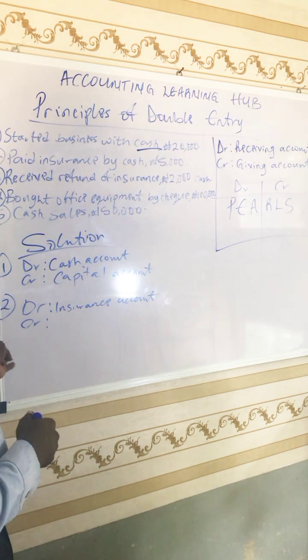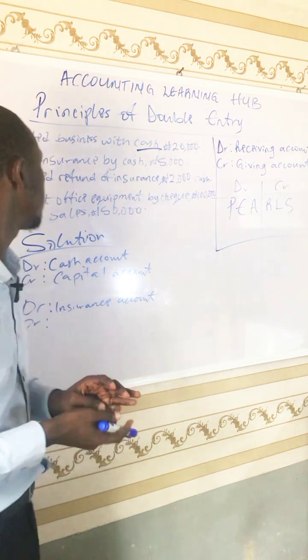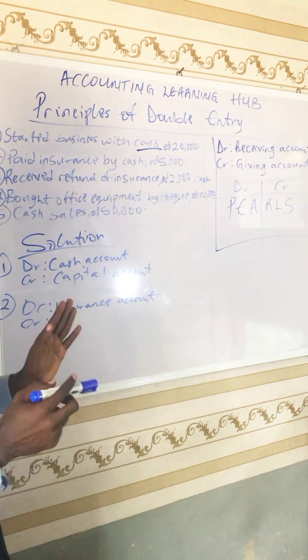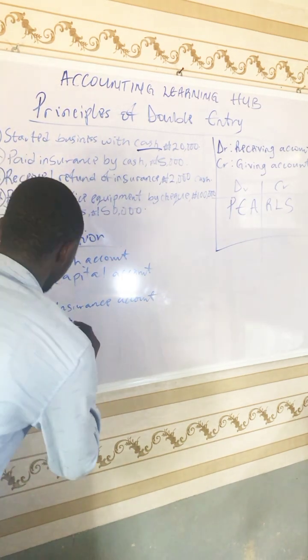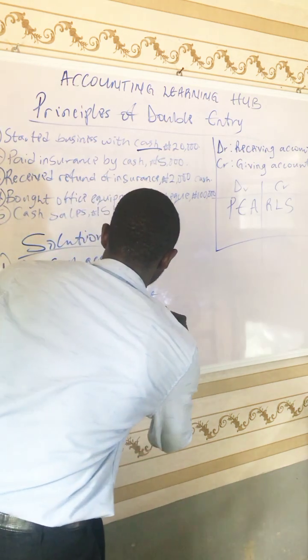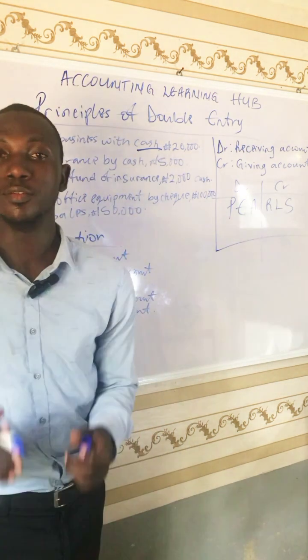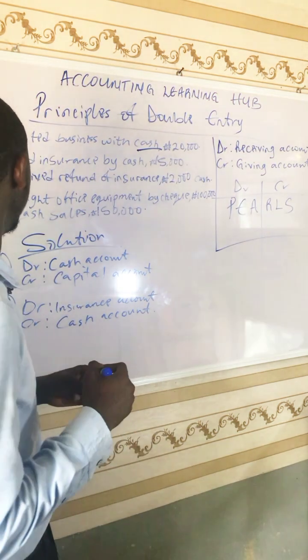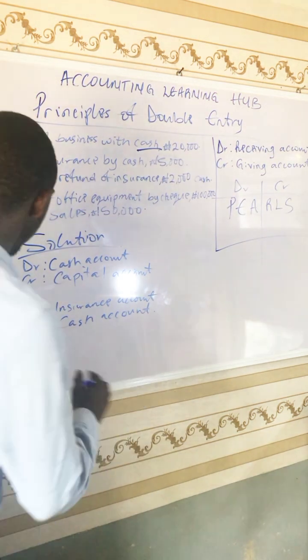Then the payment was made by cash, 5,000 naira. Our cash account is the giving account. So we credit cash. Do you get that? If yes, let's proceed with the third question on the board.